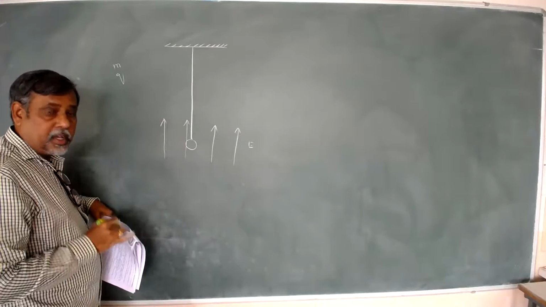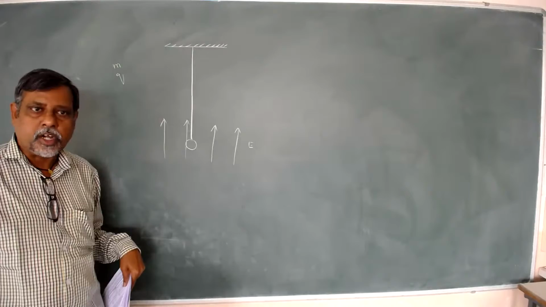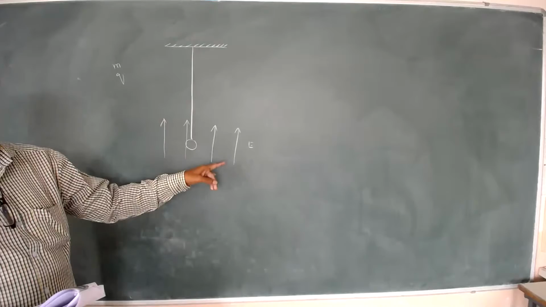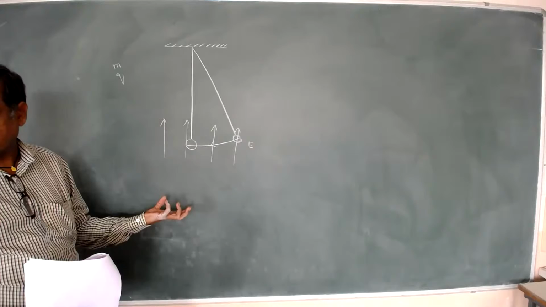Therefore, what happens? There will be no disturbance for the oscillation. Of course, the amplitude may decrease, and the time period may decrease. But oscillations will be obtained because ultimately the gravitational force is dominating. From this extreme position, the body will come back, because of the greater gravitational force. Understood?